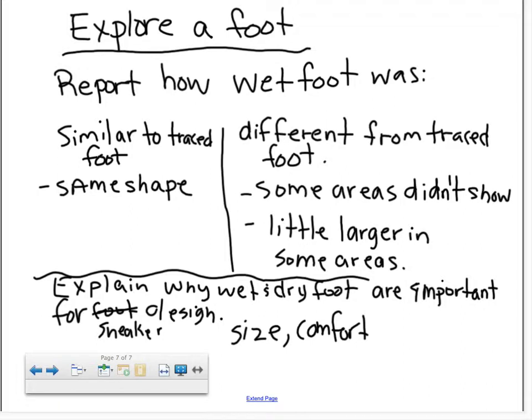Some people have flat feet, some people have wide feet, some people have an arch. Good. That's the same thing that's on your paper. I just didn't have it typed. Any questions? All right. Then I'm going to pass out a paper to you.